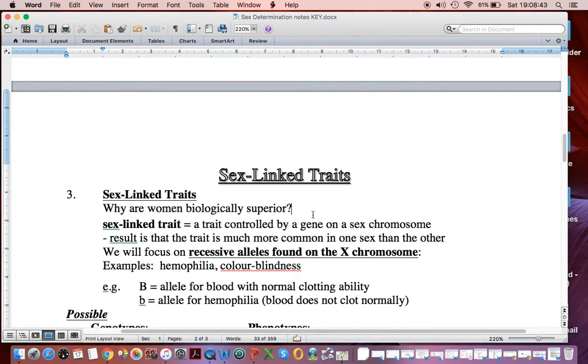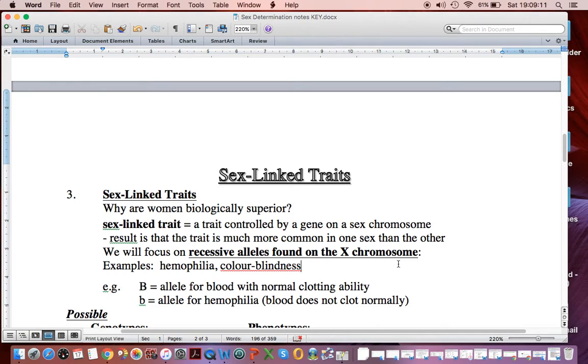So what we're looking at here is we need a definition of a sex-linked trait, and that is a trait controlled by a gene on a sex chromosome, meaning the X or Y chromosome. The result is the trait is going to be more common in one sex than the other. We're going to look at recessive alleles found on the X chromosome, and it means those traits are going to be more common in males than females.